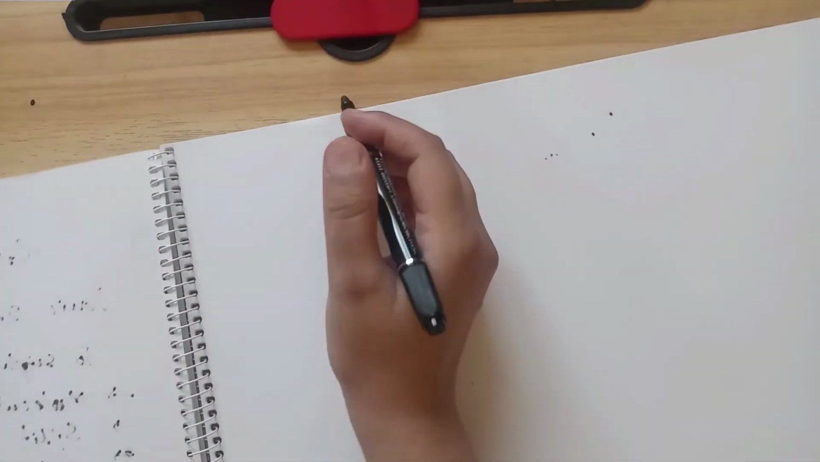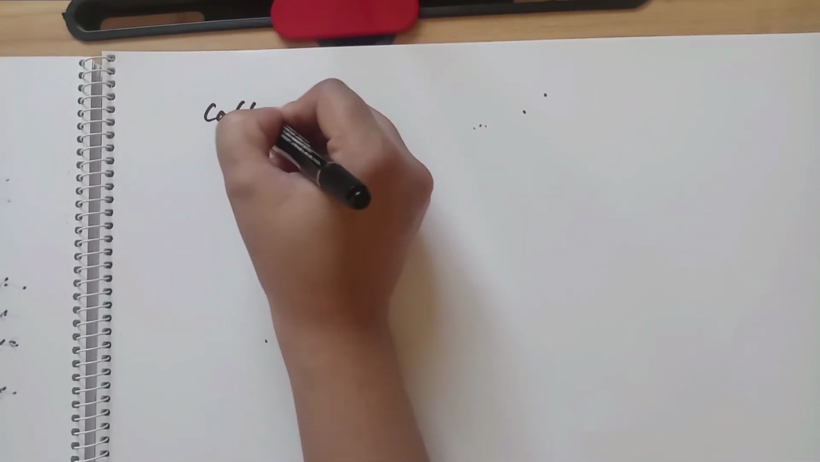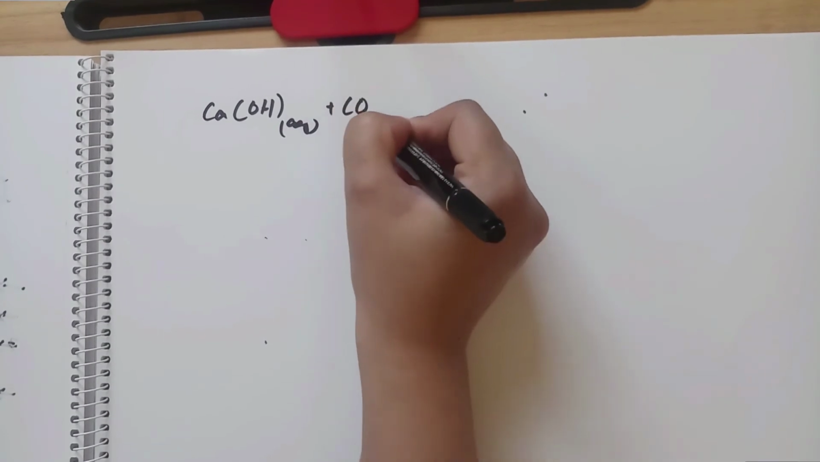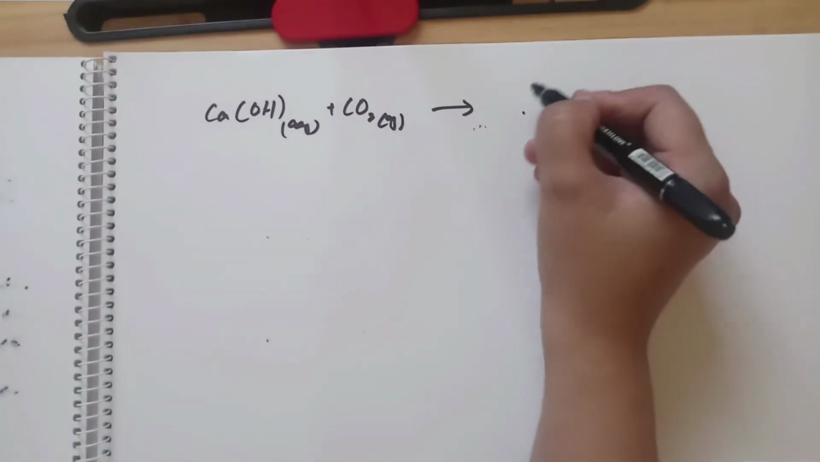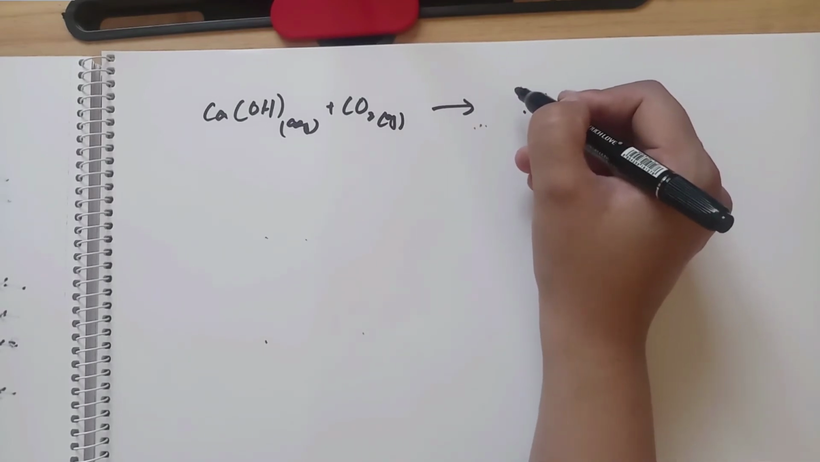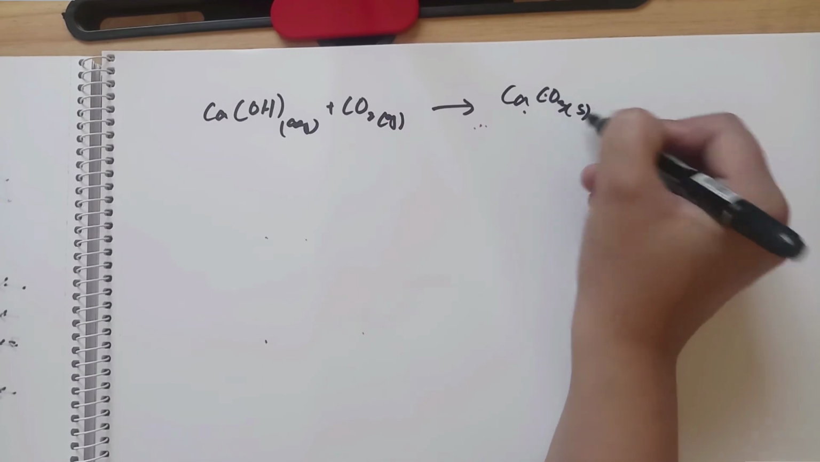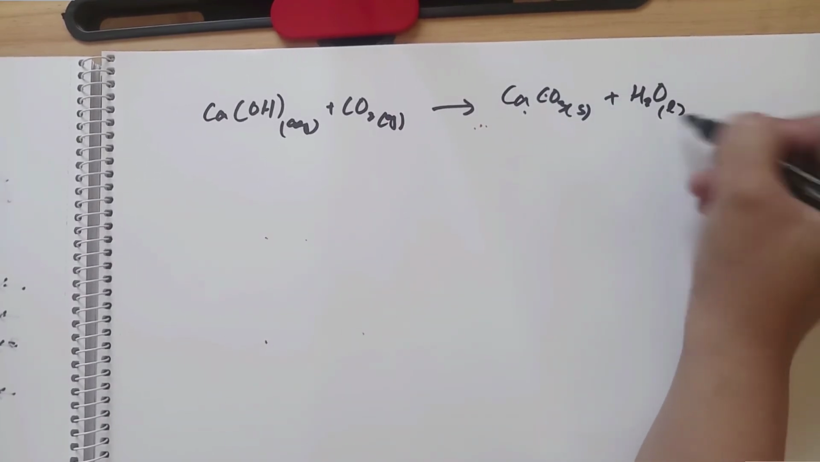Let's suppose carbon dioxide gas is passed through an aqueous solution of calcium hydroxide. Calcium hydroxide aqueous solution, and carbon dioxide gas passes through it. It will give us calcium carbonate, a precipitate of calcium carbonate. Precipitate means it will settle down, and water will be formed. Water is in a liquid state.